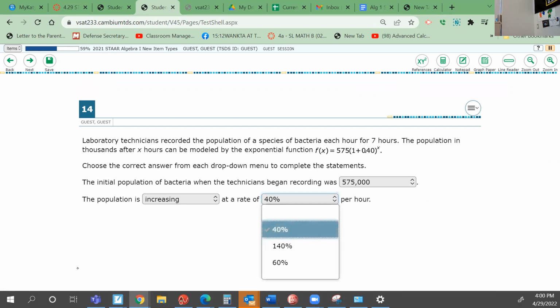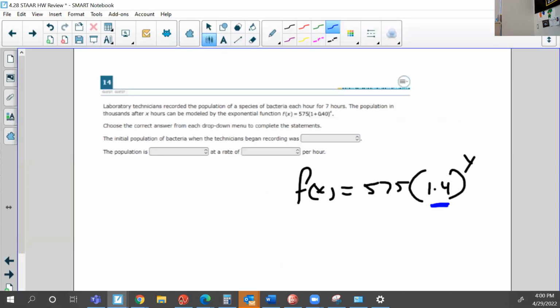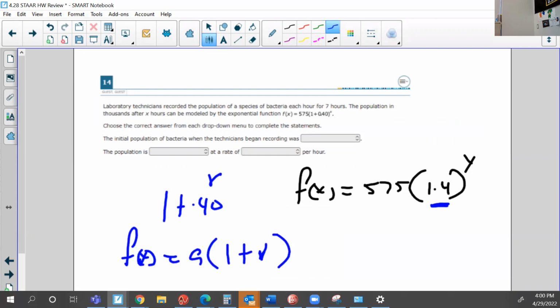So be careful now, it's not 140. The rate is R, which is 0.40, and as a percentage, it's 40%. So you gotta be careful there. In fact, I need to stress this one. Remember, 1 plus 0.40. 0.40 is R, that's the rate. So remember the formula, f of x is equal to a times 1 plus R. R is the rate, and here's the decimal, so it's 40%. Just gotta be careful with that one.